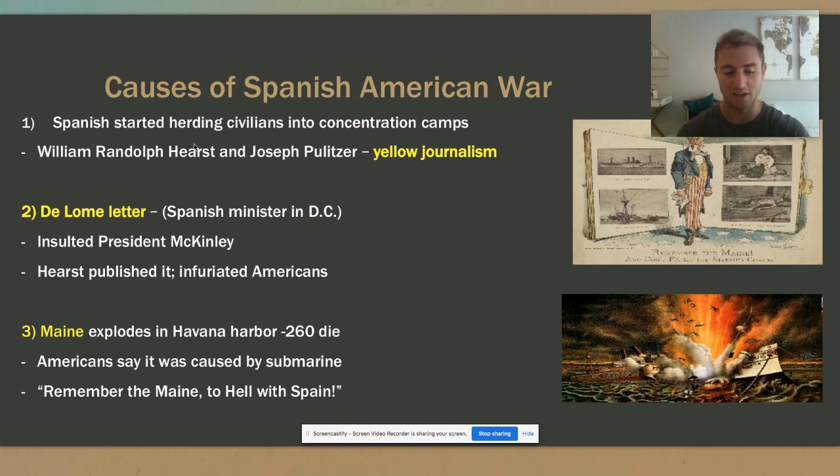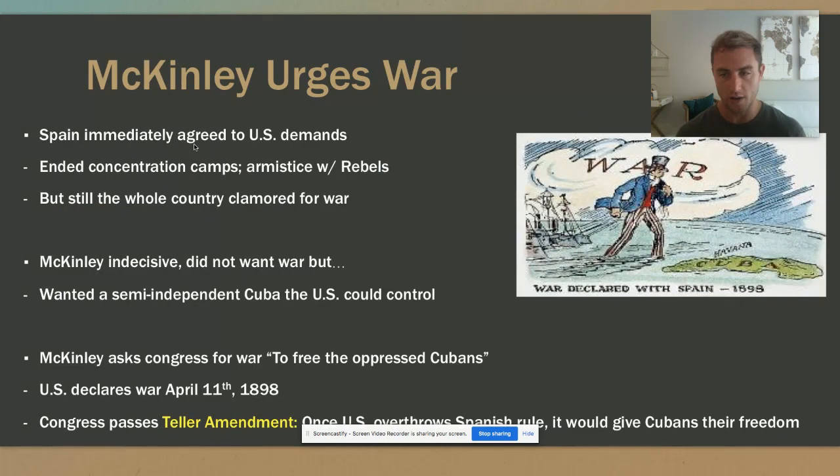And then, of course, the USS Maine, the American Navy ship that was sent over to Cuba to help evacuate Americans from the violence over there. An explosion occurs, 260 die. The American government says it was a submarine by the Spanish. The Spanish say it was a mistake, some sort of internal explosion. Of course, we now know it was an internal explosion, but it doesn't matter what actually happened. It matters about perception. And so Americans yell, remember the Maine, to hell with Spain. And here we go. We are now coming into a war with Spain.